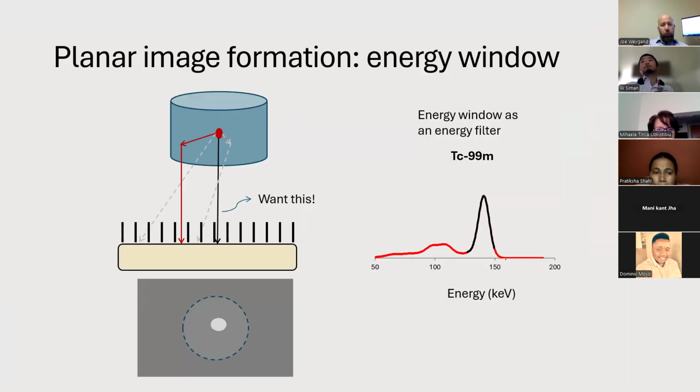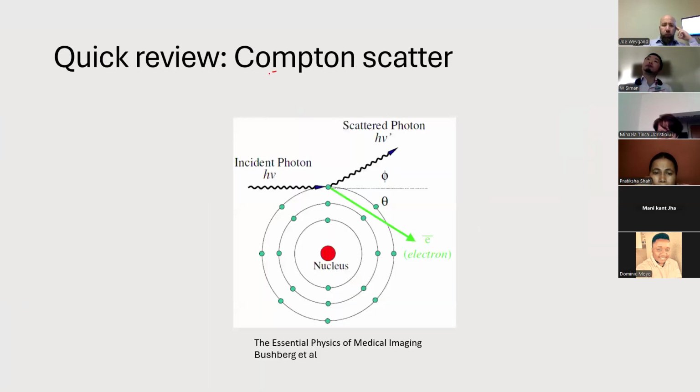So the answer to how do we remove this scatter is using the energy window as an energy filter. Let's review it really quick. The scatter in question is Compton scatter. In Compton scatter, a photon comes in, interacts with an orbital electron, and then goes off at an angle, and it ejects the electron, right?